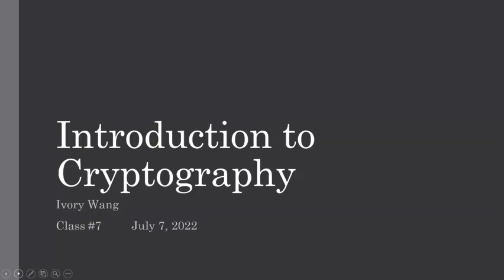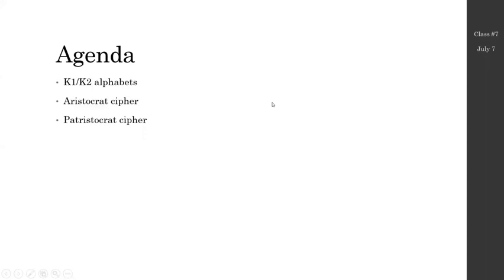For today's class, we are going to talk about the aristocrat cipher, patristocrat cipher, and then talk a little bit about K1 and K2 alphabets. And then I might have some time separately set apart for practice problems at the end, but I also might not because we'll be looking at a lot of examples as we go through.